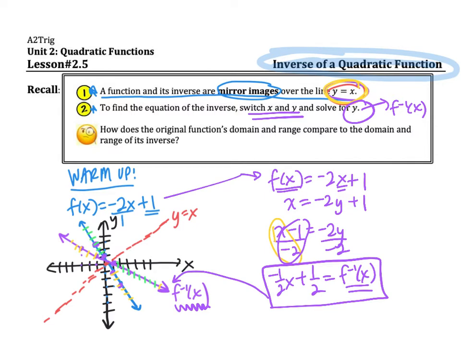And that is how I find my inverse, is I switch the x and y, resolve for y, and then instead of having a y right here, I have to have the inverse notation of x, so we know this is the original y and this is its inverse function.